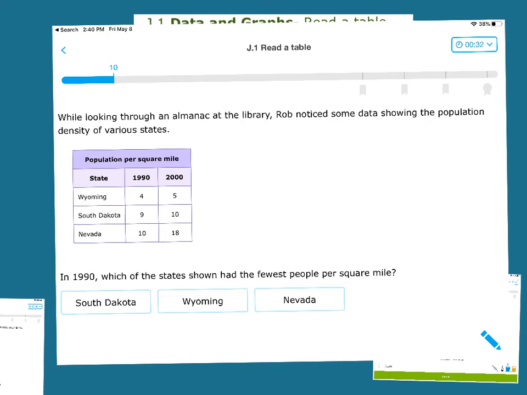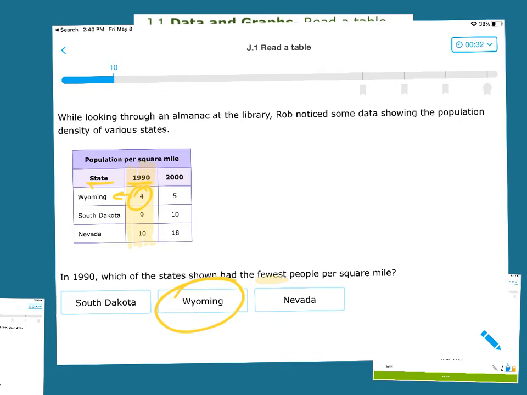So again, we just have to cipher out this information. We're only looking at 1990. So I'm going to highlight 1990 because that's the only set of numbers I really care about right now. And then it's asking which has the fewest, which means smallest. So which is the smallest number in that column? If I look at the numbers 4, 9, and 10, 4 is the smallest number. So the answer to this would be Wyoming. Because if 4 is the smallest number, which it is, then Wyoming is the state. So Wyoming would be my answer, because fewest means smallest.